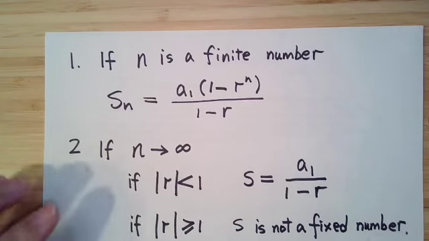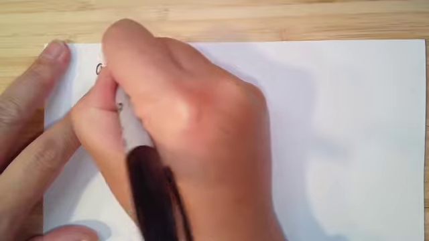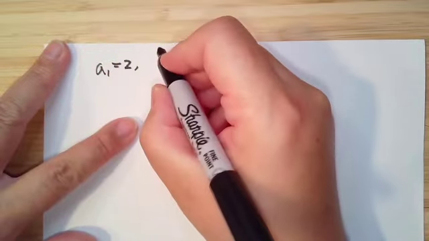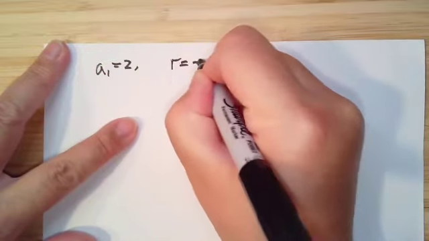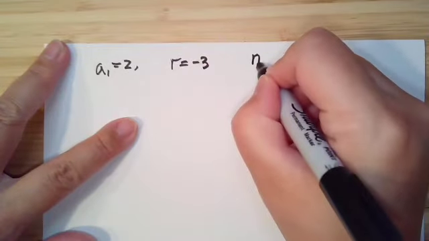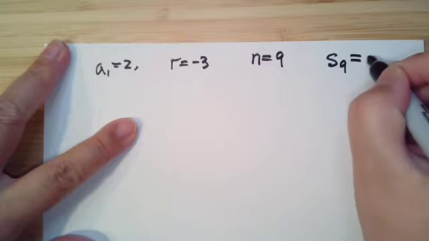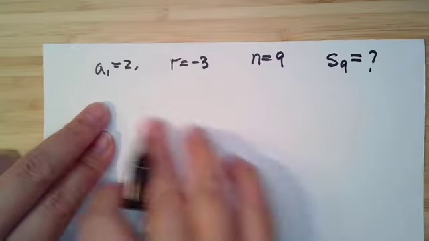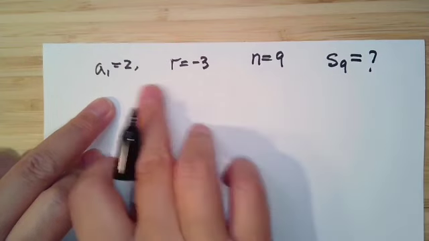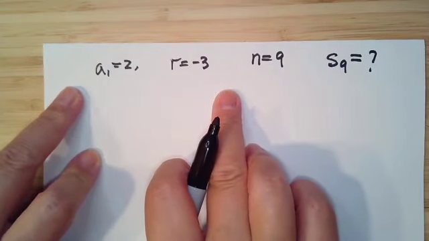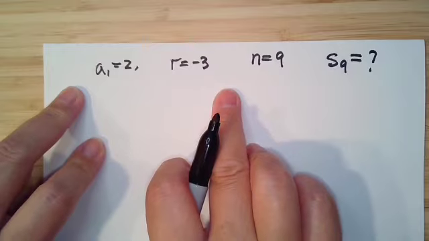All right, so let's work on examples. 2 examples. The first one: I give you A1 equals 2, and r equals -3, and n is 9, and I ask what is S9. You know that we try to find the sum of the first 9 terms. What are the first 9 terms?